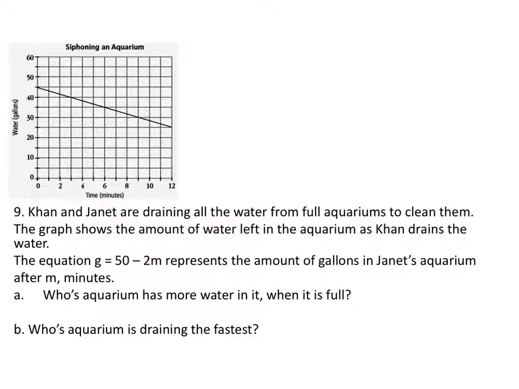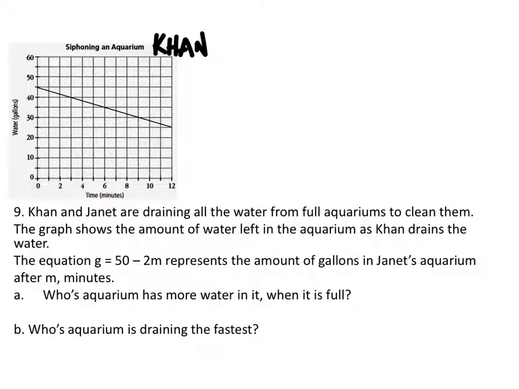Alright, number 9. Con and Janet are draining all the water from full aquariums to clean them. The graph shows the amount of water left in the aquarium as Con drains the water. So the graph, we'll just label this is for Con. And the equation, G equals 50 minus 2m, represents the amount of gallons in Janet's aquarium after m minutes. Whose aquarium has more water in it when it is full?